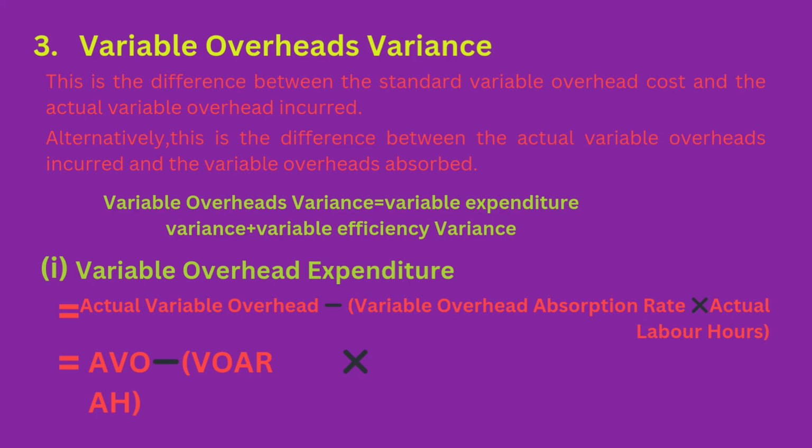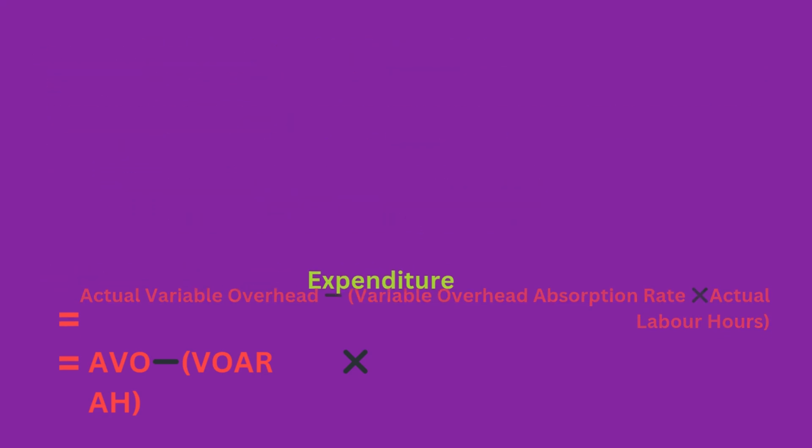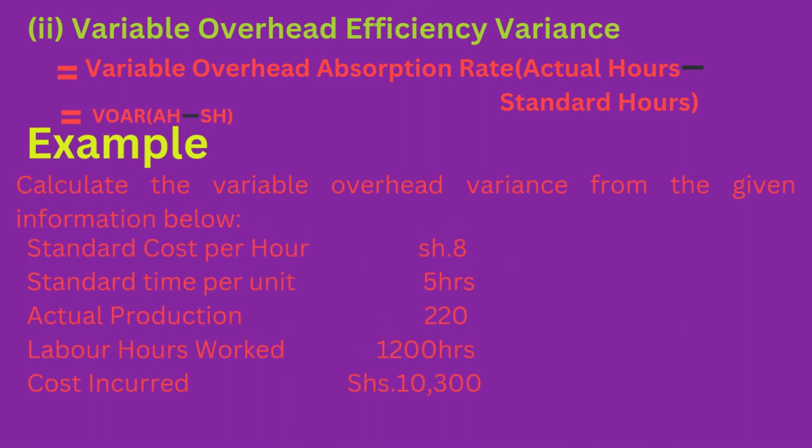Let's start with the variable overhead expenditure variance, which is given by actual variable overhead minus variable overhead absorption rate multiplied by actual labor hours. The second variance in our variable overheads is the variable overhead efficiency variance. It is calculated as variable overhead absorption rate into actual hours minus standard hours.